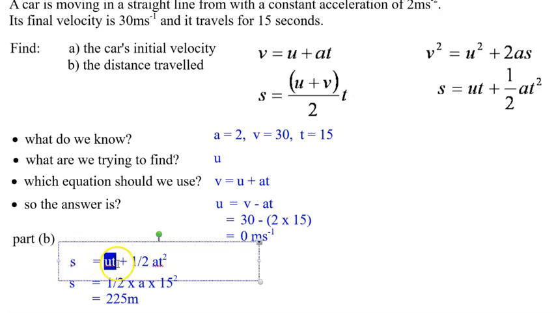u times t, 0 times t is going to be 0. And this we will find later on is a very, very useful simplification. Very often, ut we can just remove from the formula. So this actually simplifies it to half at squared. So half multiplied by a, we're given a, I think, half times 2 times 15 squared, and we should get the answer of 225.